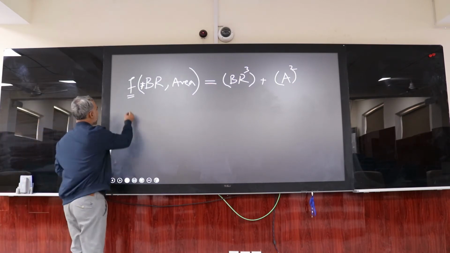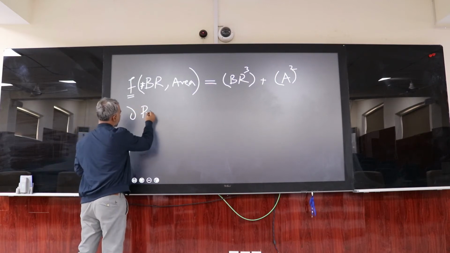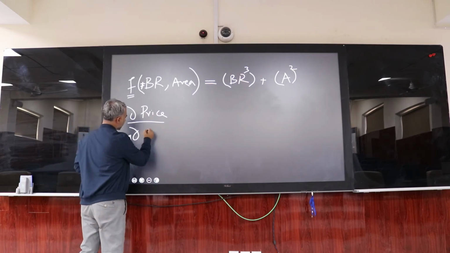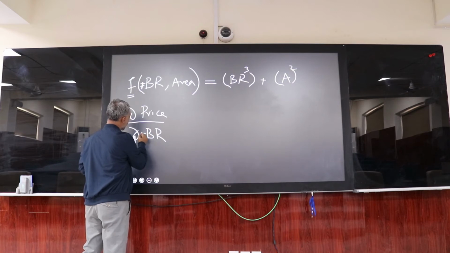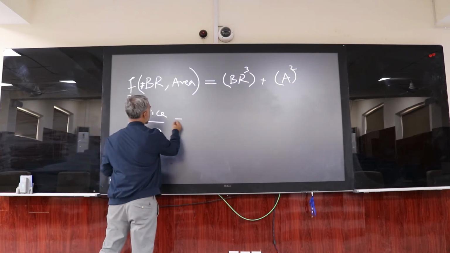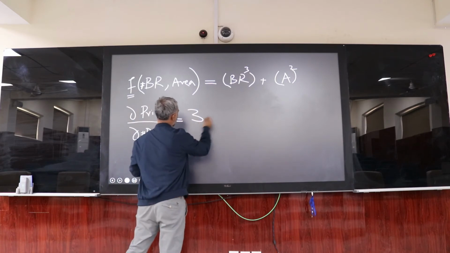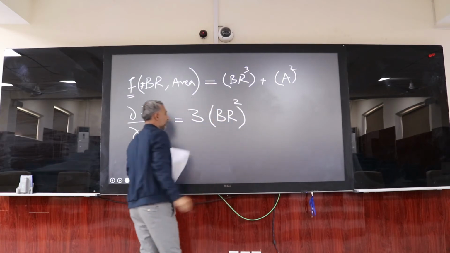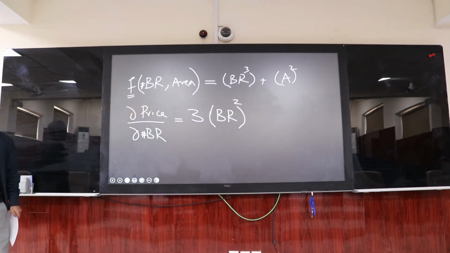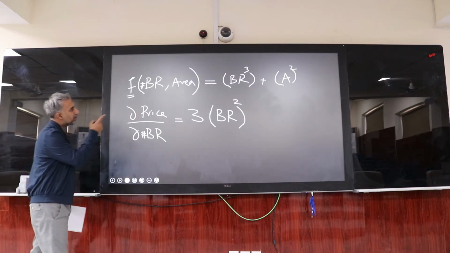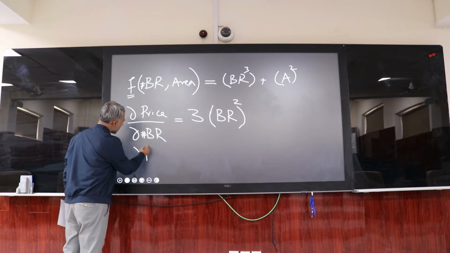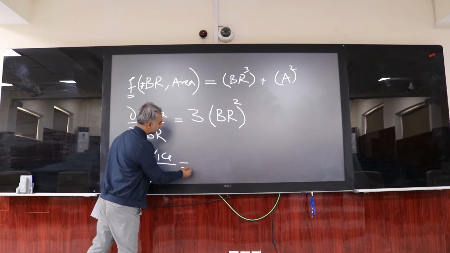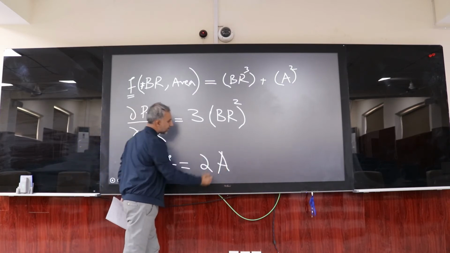Okay, we will say partial derivative of price with respect to bedroom. So we will get 3 bedroom square. If you talk about the area, then the price derivative is twice the area.